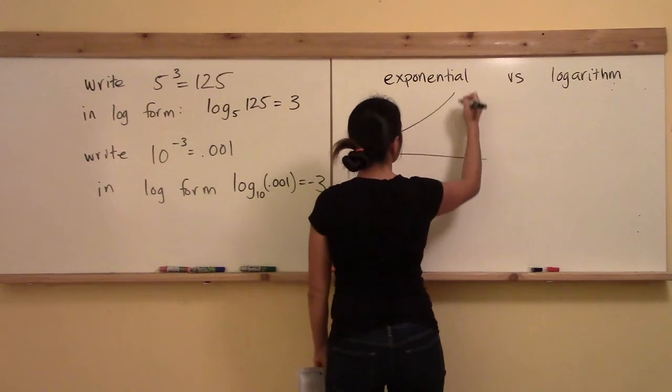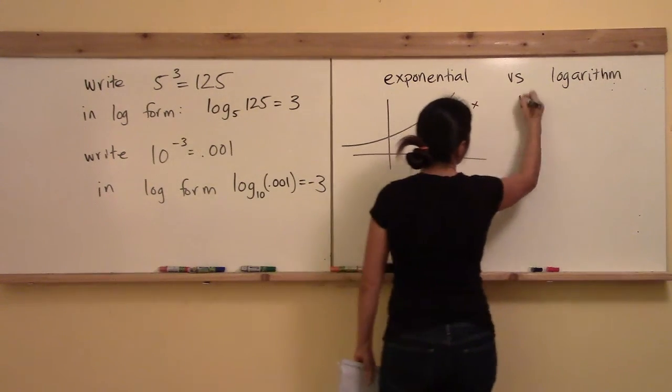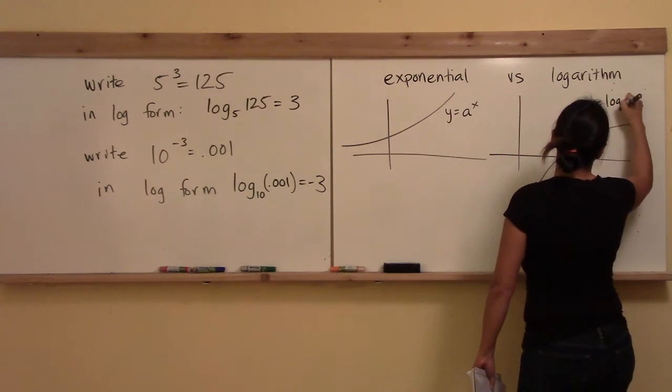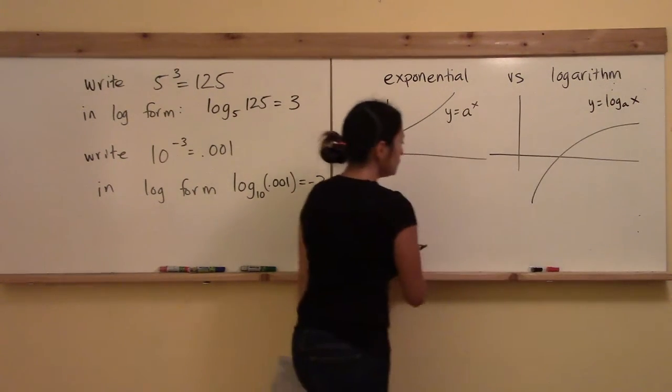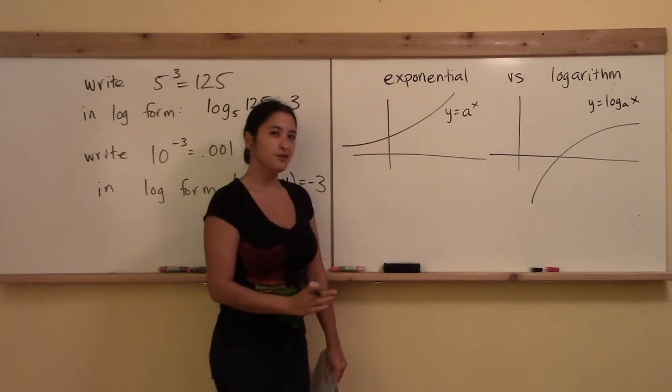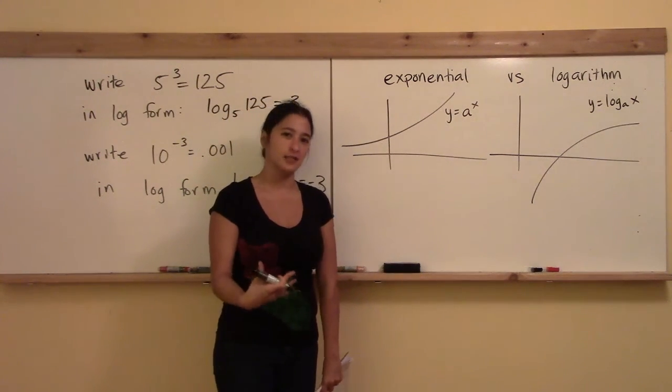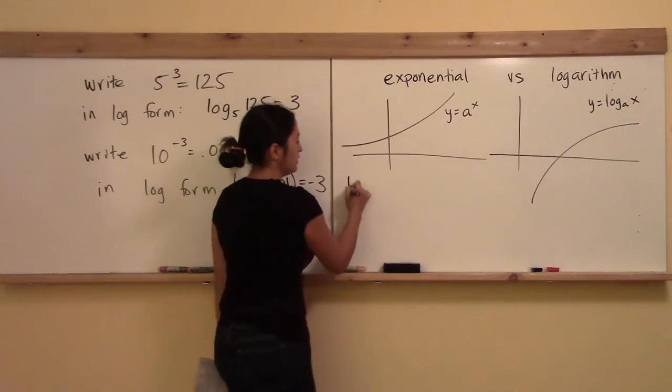Okay, so this is the exponential, y equals a to the x, and this is a logarithm, which says y is equal to log base a of x. You guys remember what domains and ranges were? Domain is the kind of things you can put in, and range is the kind of things you can get out. Okay, so let's see.